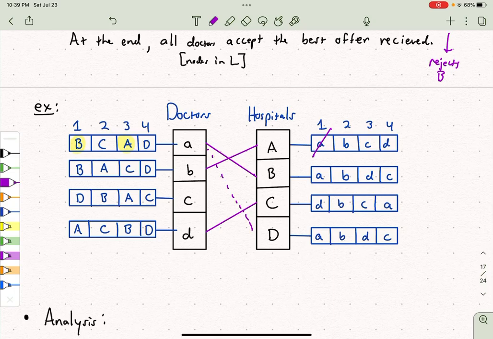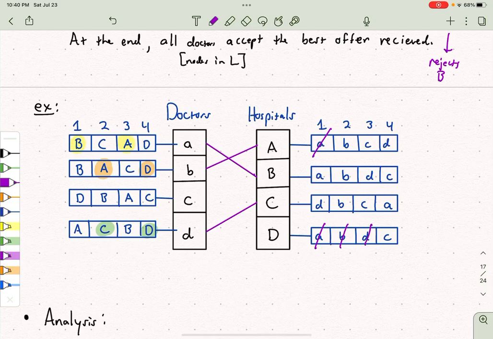Now little a currently has its best option, so it is going to reject. A says no to D. So now D is going to try B. Again, B already prefers A over D, so B is also going to reject. Okay, now D goes to little d. Little d also prefers its current match C over D, so it rejects.